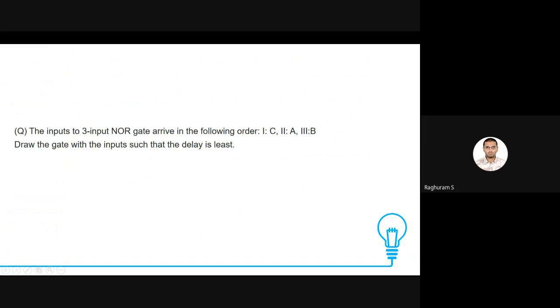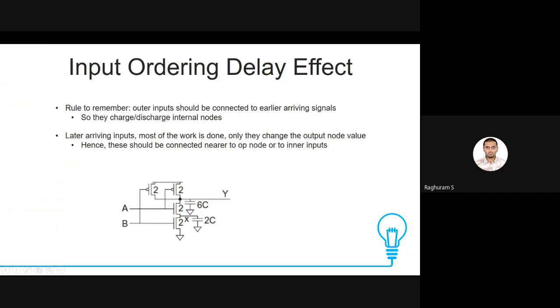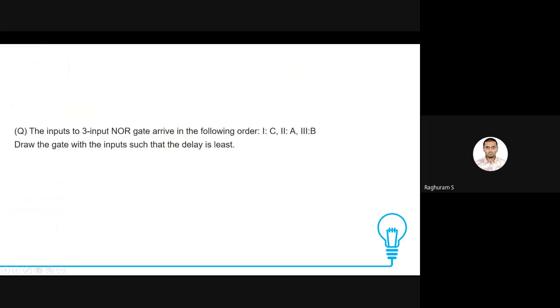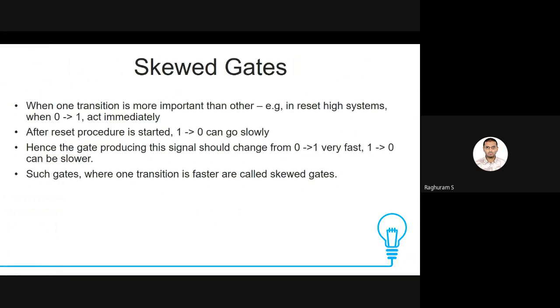Now what you have to tell me is you have to draw the 3-input NOR gate, and you have to mark which is input A, which is input B, which is input C, and your delay should be optimized based on this information here. So what is the rule to remember? This is the rule to remember. If you remember and understand this rule, you can design this 3-input NOR gate for optimized performance. So this is another way in which our static CMOS circuits itself can be made faster, through the input ordering rule. So we look at another method.